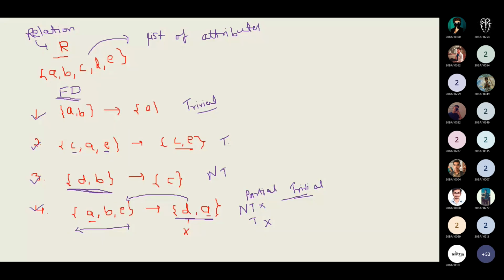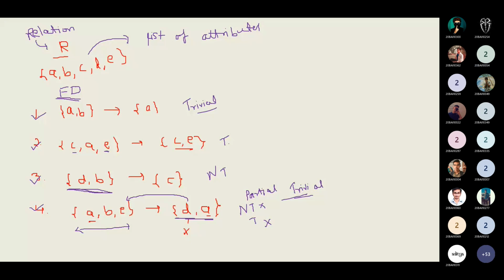So would it be trivial or non-trivial? Trivial. Why? Can you tell me? C and E, both attributes, are part of the A and E set of attributes, because both attributes C and E are also available here. So that's why it is known as trivial. That is the only meaning. Now it is clear.